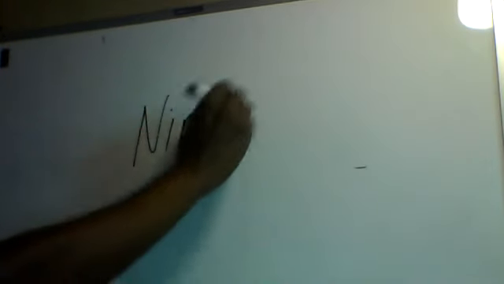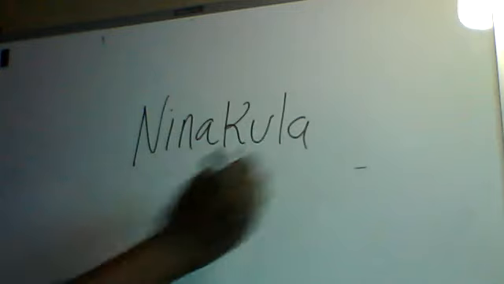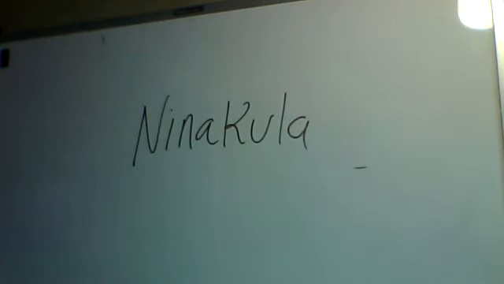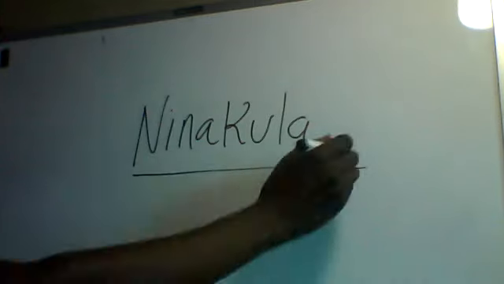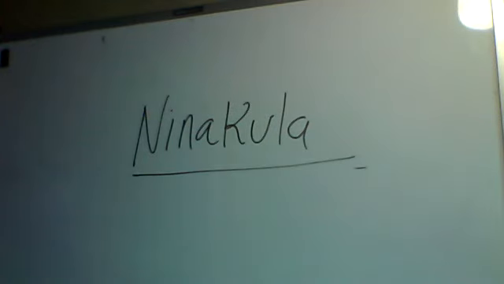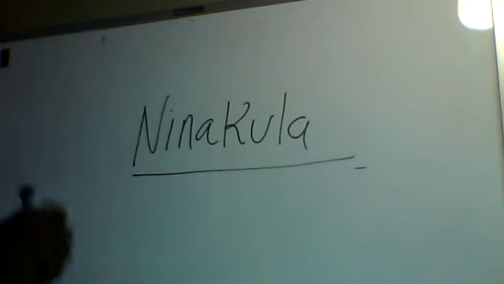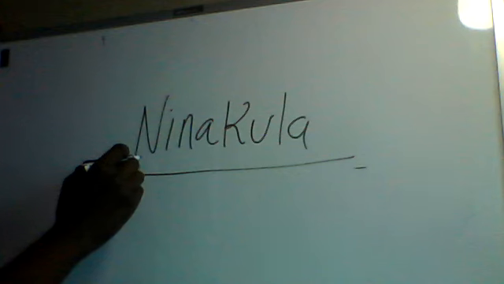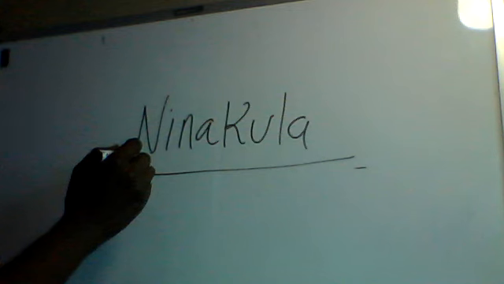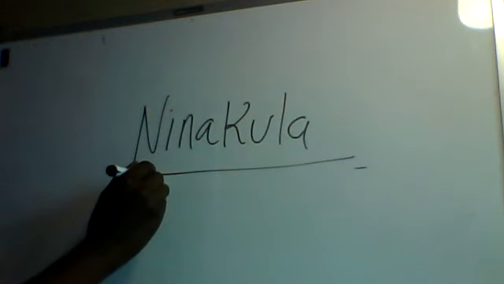Suppose you have the verb ninakula. Ninakula simply means I am eating. So how am I going to say I'm not eating in Swahili? In order to make the negative form, you begin with the negative prefix of the first person pronoun ni. The negative of ni is si.